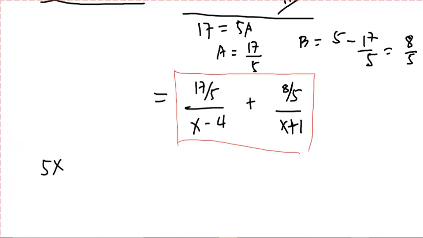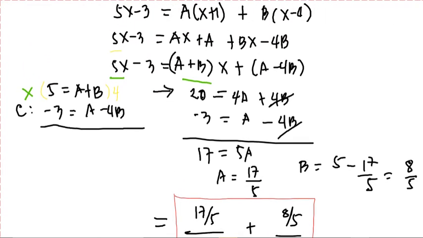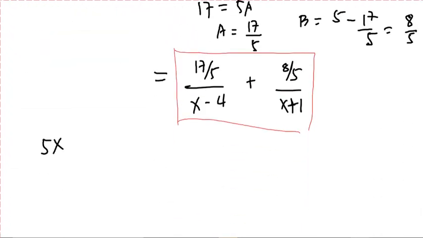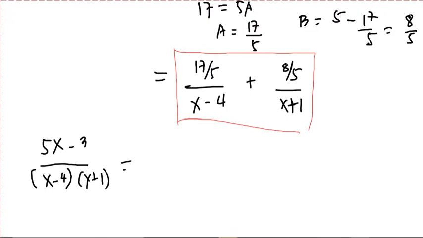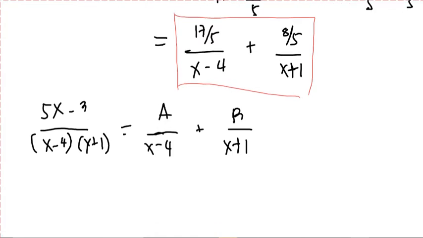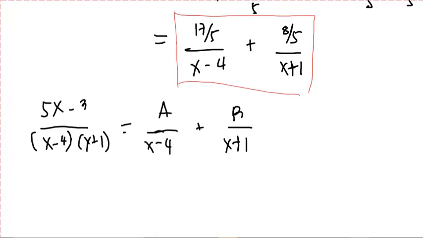So take note, sa aton nga na-simplify nga equation, we have 5x minus 3 all over x minus 4 times x plus 1 is equal to a all over x minus 4 plus b all over x plus 1. So take note na pwede kita magamit sang ginatawag nga cover-up method. So paano gamitin ang cover-up method?